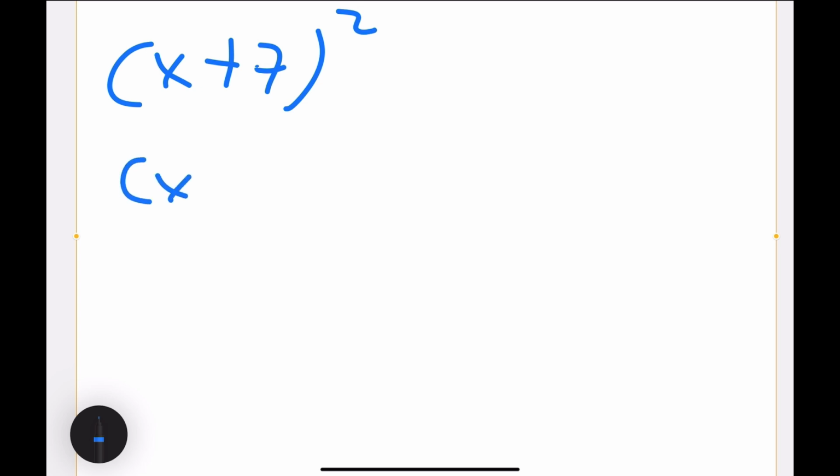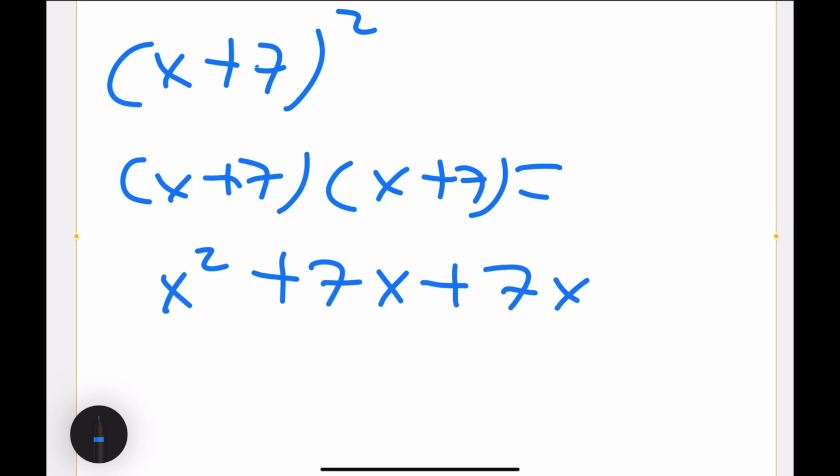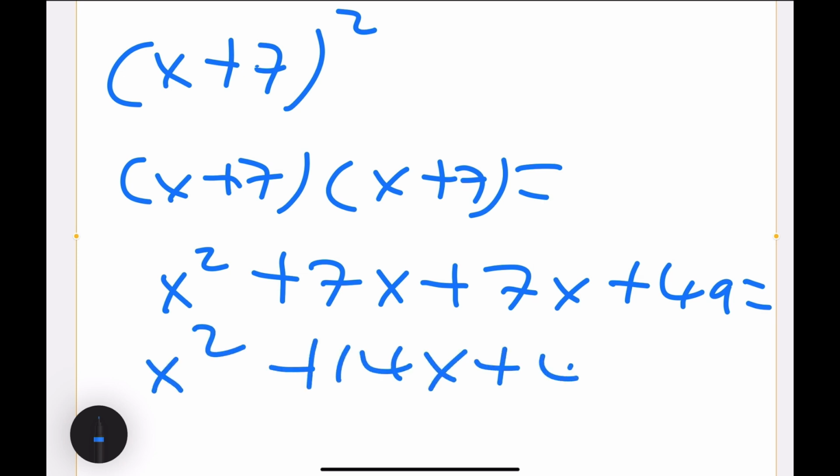So it'd be x plus 7 in brackets multiplied by x plus 7 in brackets. So we are doing a double bracket expansion like we were doing before. So we can work this out. So it'd be x multiplied by x, which is x squared, x multiplied by 7, which is 7x, again 7 multiplied by x, which is 7x, and then 7 multiplied by 7, which is 49. So now we can simplify this, so it becomes x squared plus 14x plus 49.